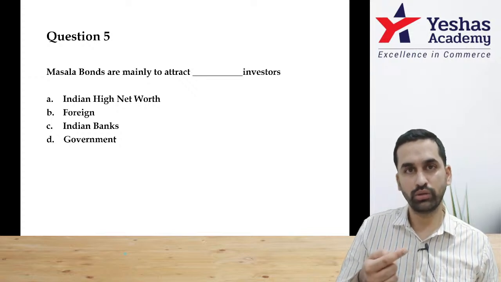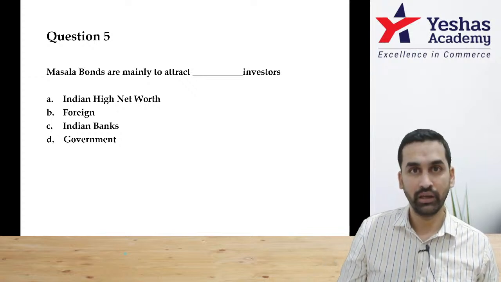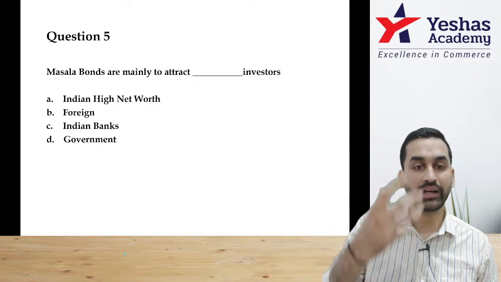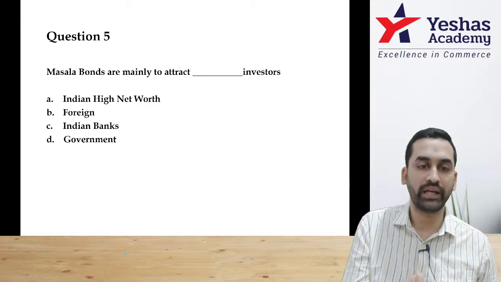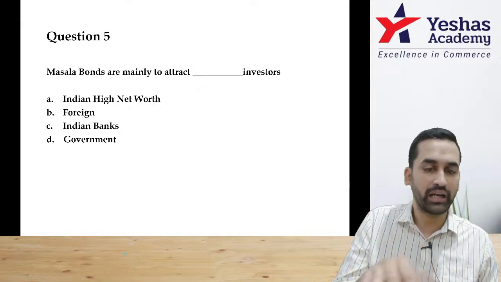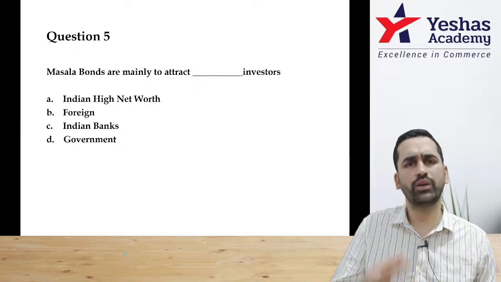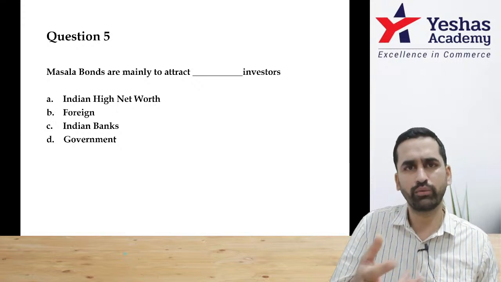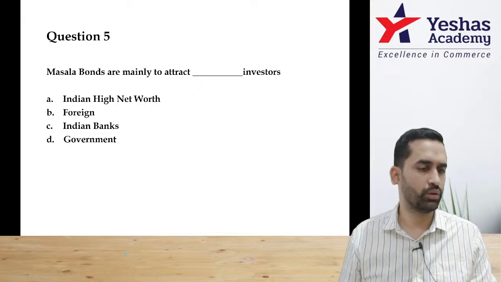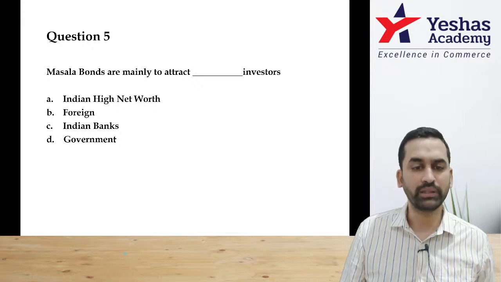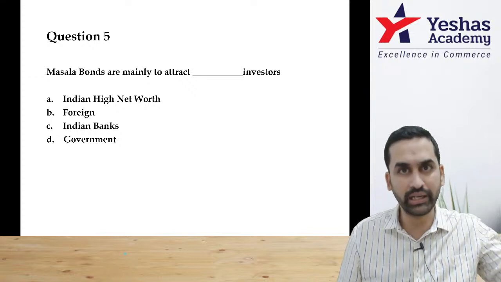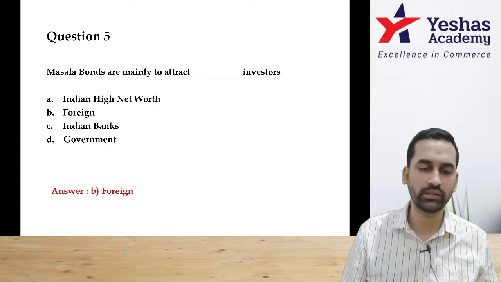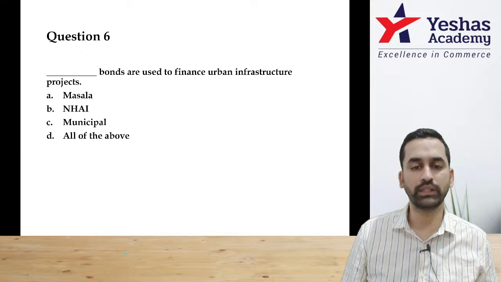Masala bonds are issued by Indian companies outside India to attract foreign investors. When your purpose itself is to go outside India, why will your target be Indian investors? If it is Indian investors, you can issue bonds in India itself. Why do you have to even name it as masala bond? Common sense, correct? Masala bond is the bond issued by an Indian company outside India to attract whom? Outside Indians. That means foreign investors. Yes. Perfect.